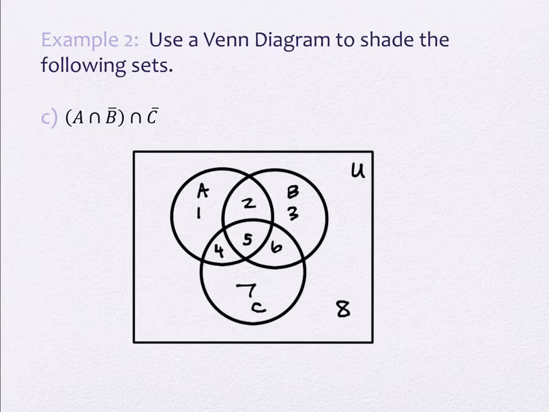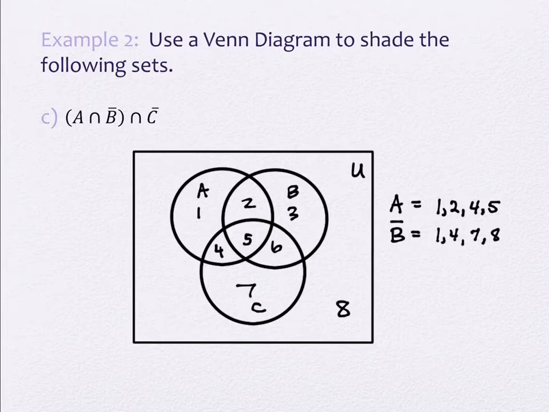All right, so we're going to start inside the parentheses. On the inside of the parentheses, notice that we have an A and a B complement. First we will look inside circle A and list all the numbers that are in A. So what numbers do you see in circle A? 1, 2, 4, and 5. Everybody okay with that? Good. B complement means all the numbers that are not in B. So what numbers are not in B? 1, 4, 7, 8. Okay, is everyone okay with that line?